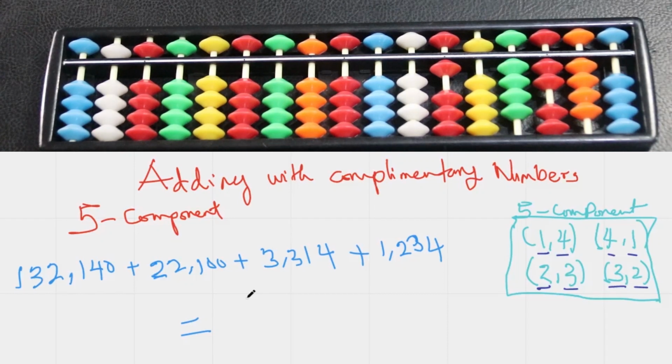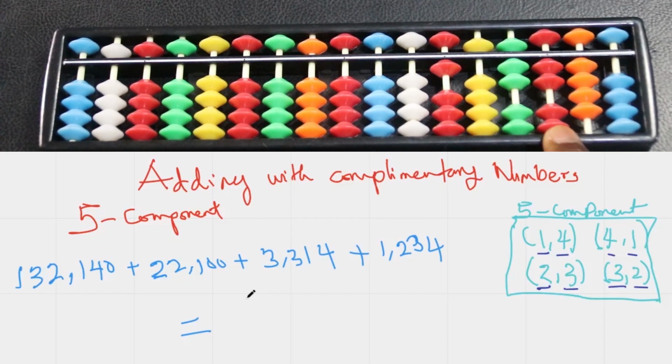Again, I want to add 3314. This time around, 4 digits. I'm starting from green, not yellow, not red. So I want to add 3 to this. I don't have 3. What's the 5 component of 3? 2. I will remove 2. Add 5. Again, I want to add 3 to the next one.